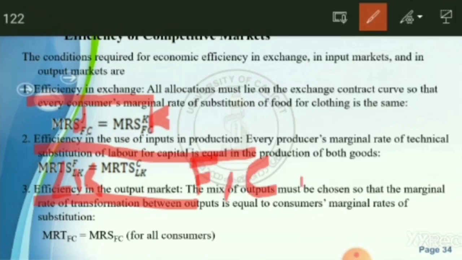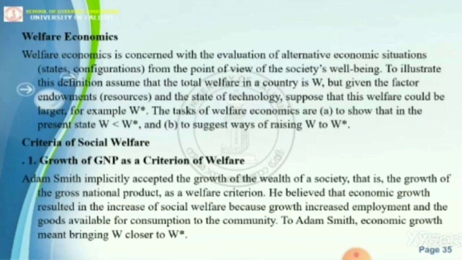The last one, efficiency in the output market. The mix of output must be chosen so that the marginal rate of transformation between outputs is equal to consumers' marginal rates of substitution. MRT is equal to MRS of food for clothing for all consumers.